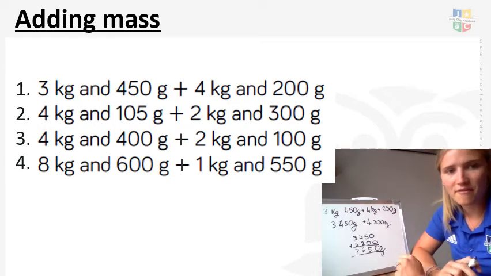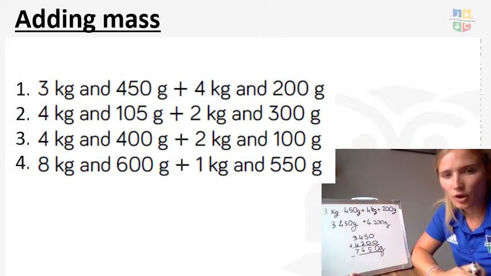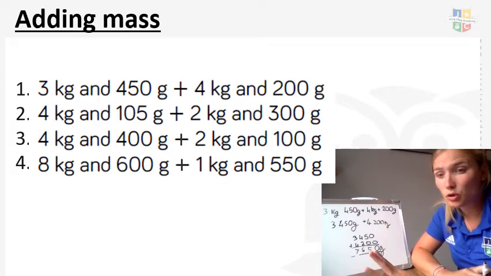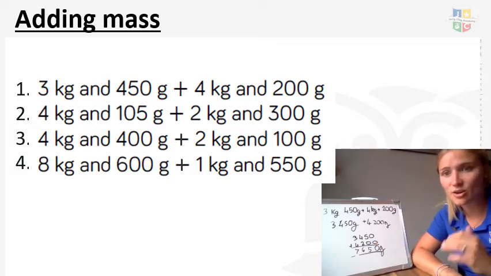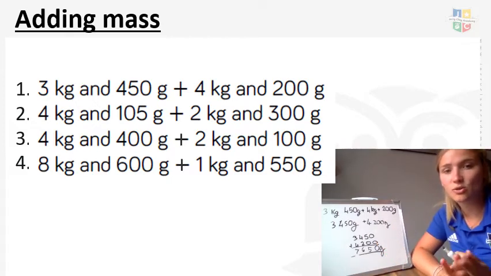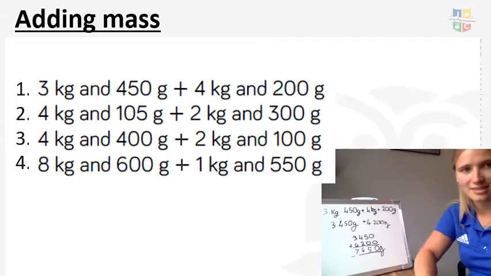So I'd like you to now have a go at doing numbers 2, 3 and 4. Number 4 might be a little bit tricky because there might be some where there's going to be an exchange, it's going to go over. So have a go at questions 2, 3, and 4, and then we'll go through the answers.